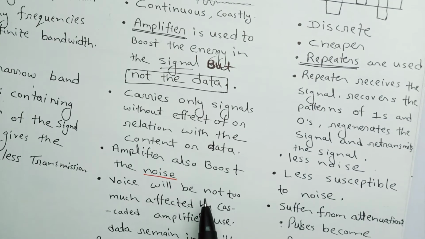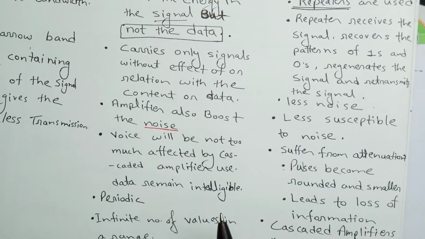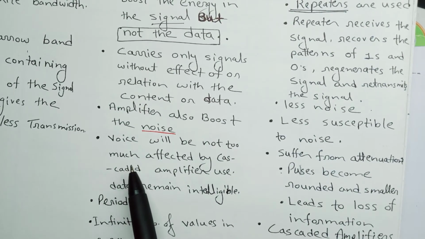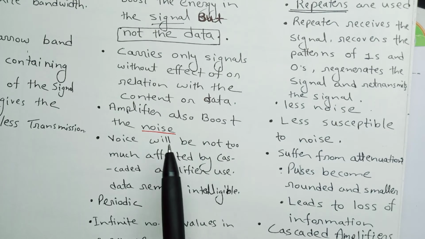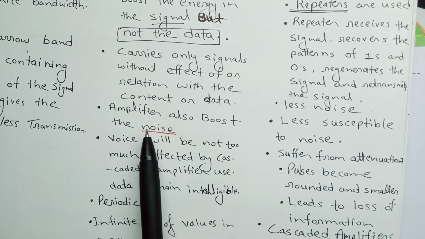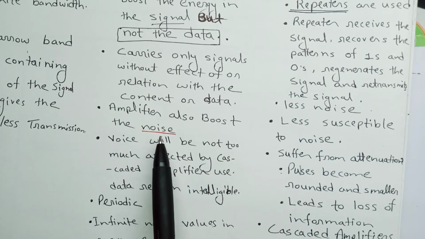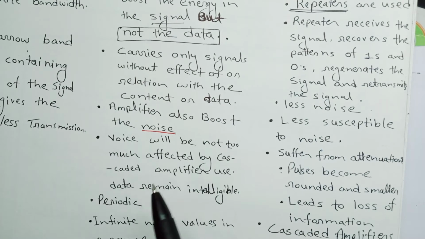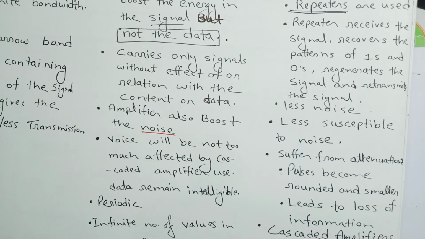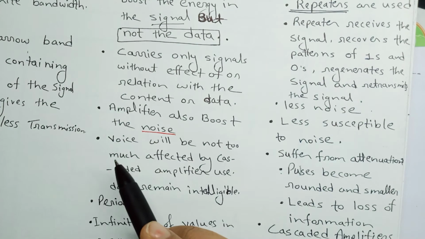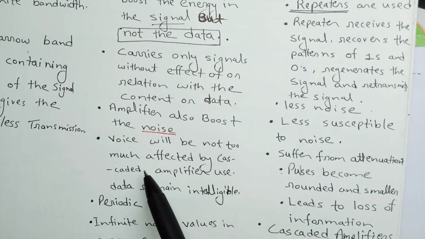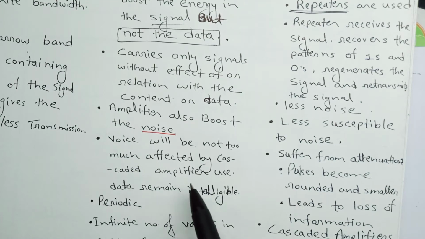Amplifier also boosts the noise. Now we can see that the amplifier also boosts the noise. If the signal is boosted, then the noise along with the signal will by default also be boosted. So voice will not be too much affected by cascaded amplifier use.